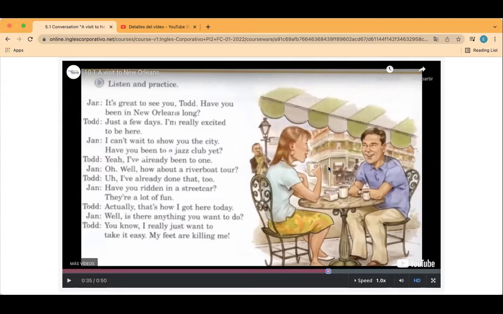Riverboat. Yes. Es un barco especial que va sobre los ríos. Se llama riverboat. Barco, boat, river, río. Un barco de río. Streetcar. A streetcar. Como lo que ven en las películas de San Francisco. Ting, ting, ting, ting. These are the streetcars.